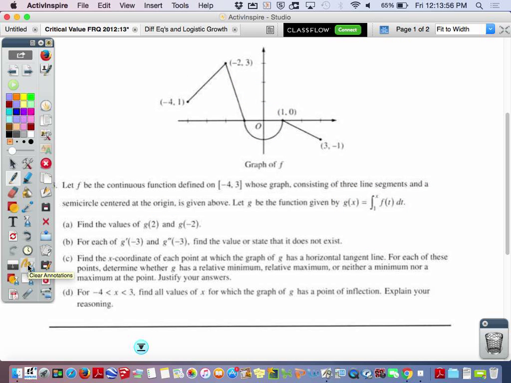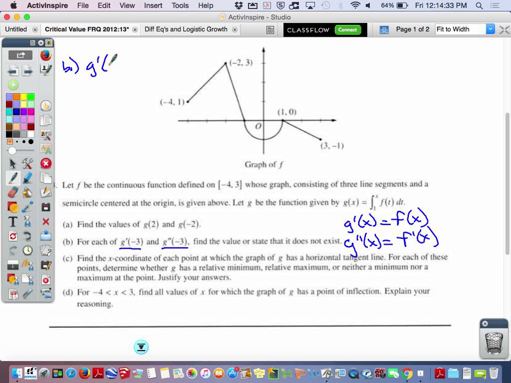Part B says for each of g prime of -3 and g double prime of -3, find the value or state that it does not exist. So this goes back to what we were saying earlier. If we know that g of x is the integral of f of t, then g prime of x is equal to f of x. And I can take it one step further: g double prime of x is equal to f prime of x. So that gives us the information we need in order to find both of these.